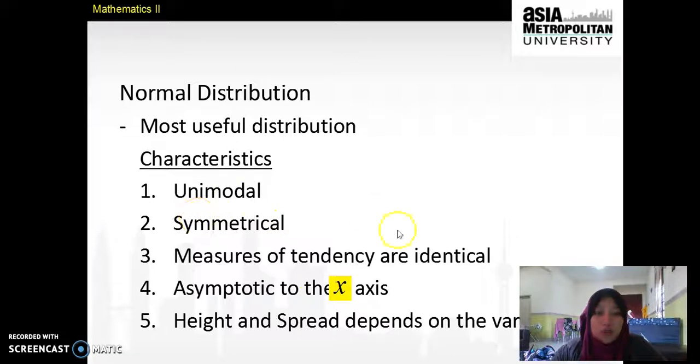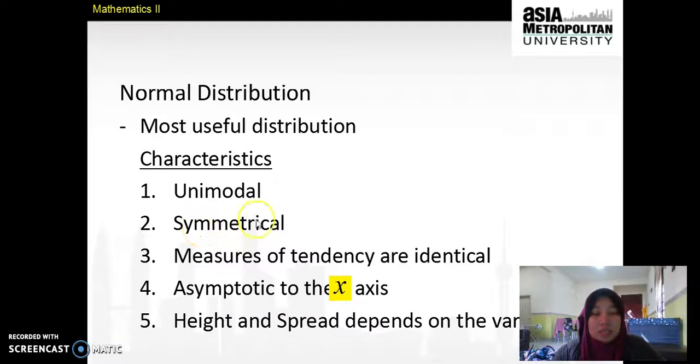And there are a few characteristics of normal distribution. Number one, it is unimodal. What does that mean? It means that there's only one mode for the distribution. There can never be two modes or three modes. Modal value is the value that happens the most frequently, the most frequent measurement.